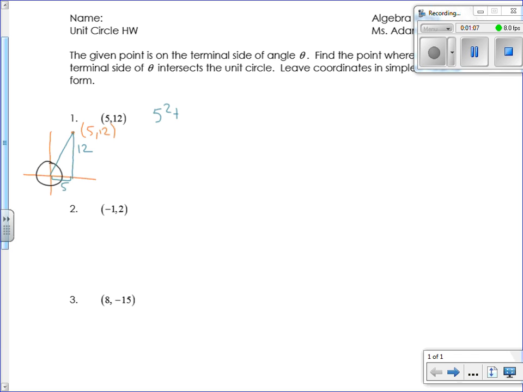So let's do 5 squared plus 12 squared, and we'll say that's my hypotenuse squared. This is going to be 25 plus 144. Add those together, you get 169. So we get that h is equal to 13. So that's this big hypotenuse right here.